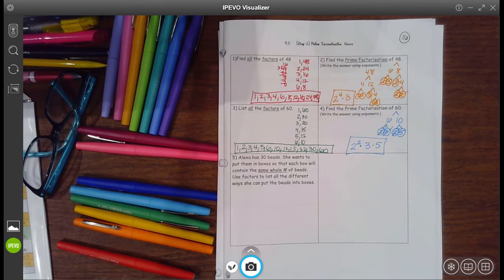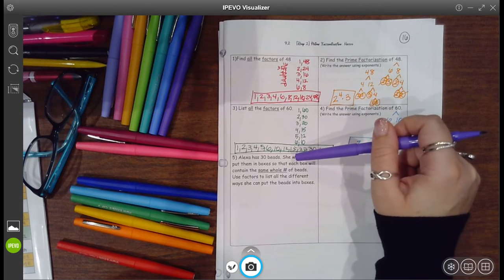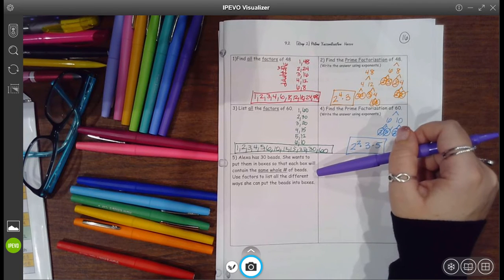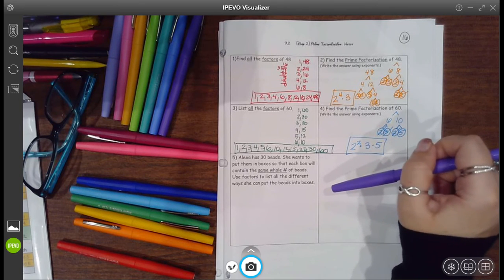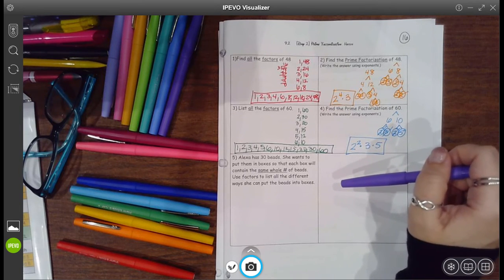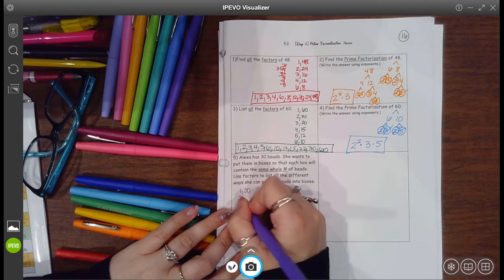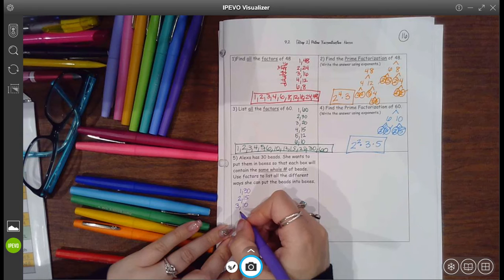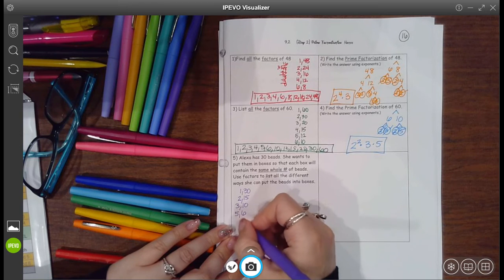All right, and our final problem. Number 5 says, Alexa has 30 beads. She wants to put them in boxes so that each box will contain the same whole number of beads. Use factors to list all the different possible ways that she can put the beads into boxes. Okay, so first of all, I need to list all the factors of 30. So you have 1 times 30, 2 can go in 15 times, 3 times 10, 4 can't go in, 5 times 6, 6 is already used, so this is all of them.